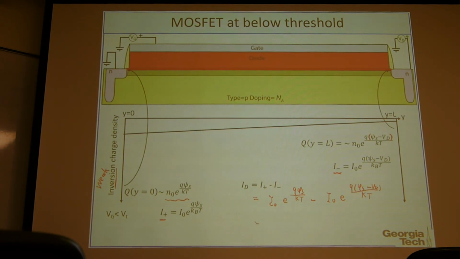And you can take the common term q phi s over kT out. Then what you have is here. So this is the net current. So we consider the diffusion of the electrons from the left to the right, and from the right to the left. Of course, the diffusion from the left to the right is higher than from the right to the left. So you have this equation.